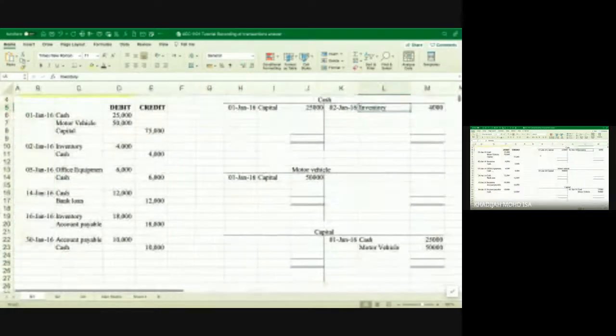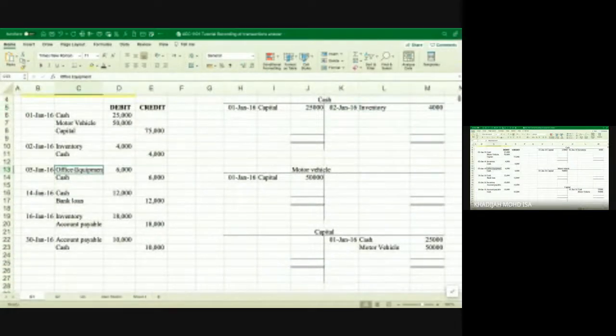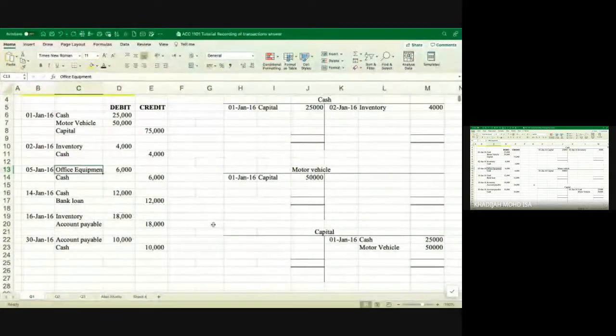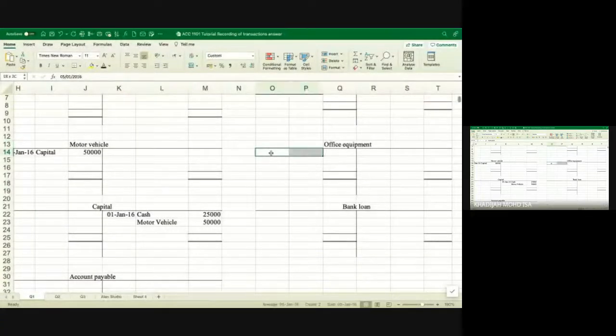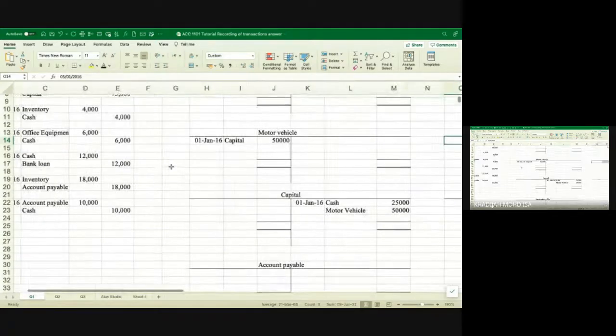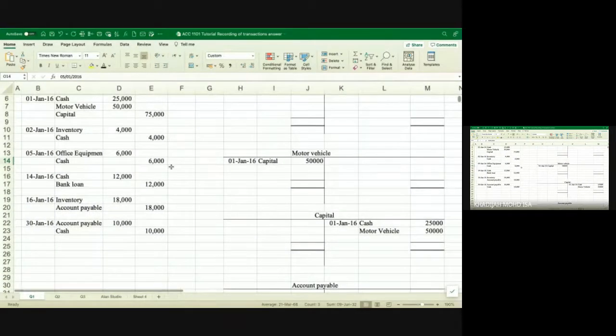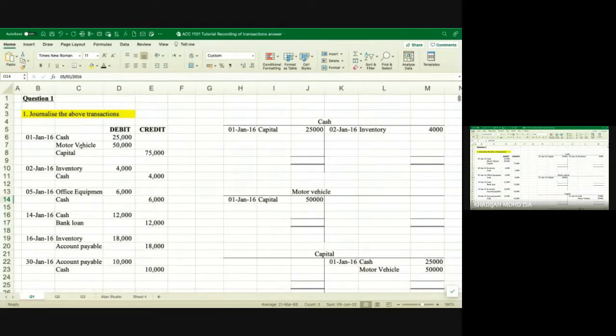Yeah. Next, we have the office equipment. Similarly, we don't have any office equipment yet, so you open up office equipment. So office equipment, are you going to debit or credit? Debit, because it's an asset increase. So at this point, you don't have to actually justify, because you have to decide debit or credit when you do the journal entries. So when you do the T account, you just transfer, or what we call, you post the journal entries into your T account. So that's why we call it posting to ledger. So you just post, all right?